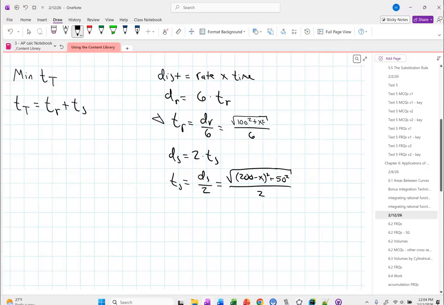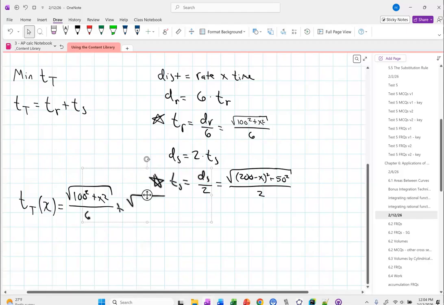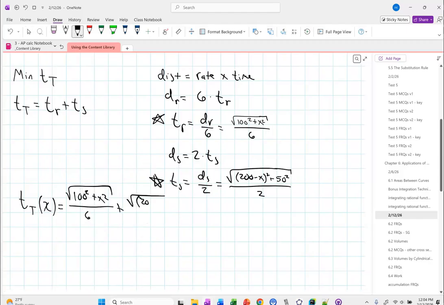So now I'm going to use these two, and that's going to give me an expression for the total time that's in terms of one variable. So that's kind of my first stage in modeling the equation, right? A picture of what I was trying to optimize.